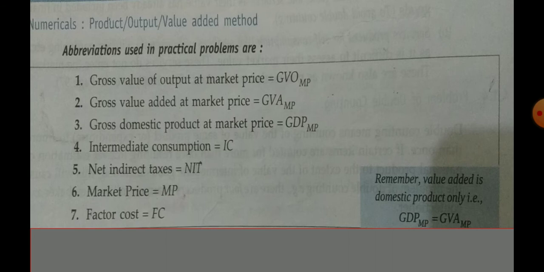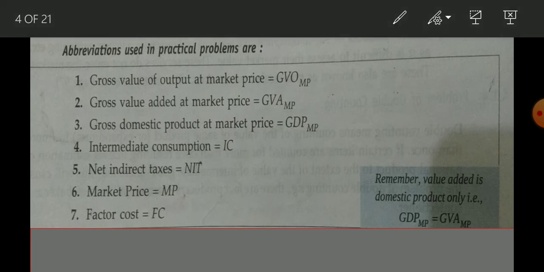First of all, here is given whatever abbreviations are used, with their detail. GVOMP stands for gross value of output at market price. GVAMP stands for gross value added at market price. GDPMP, gross domestic product at market price. IC, intermediate consumption. NIT, net indirect tax. MP stands for market price and FC stands for factor cost.